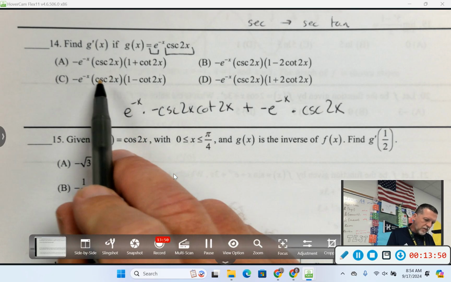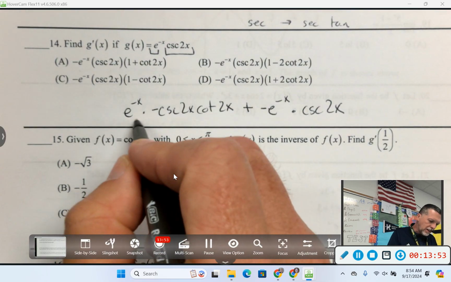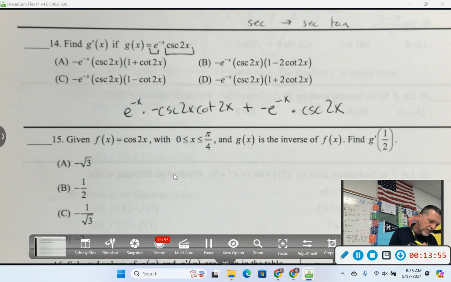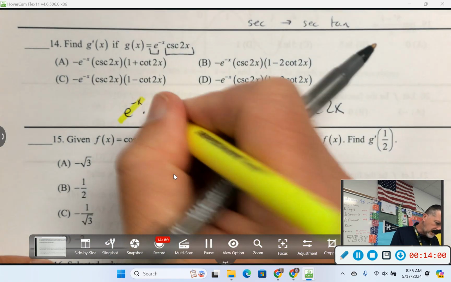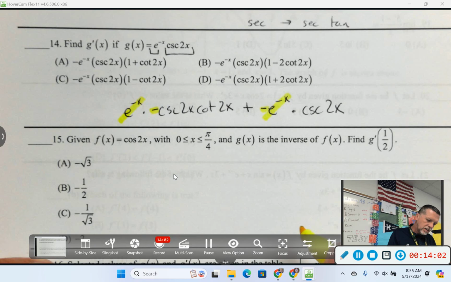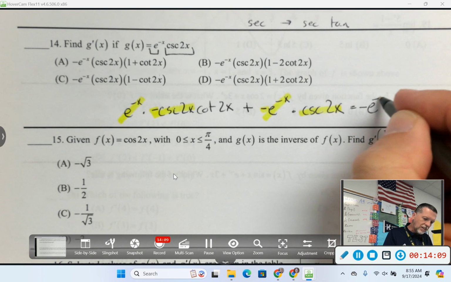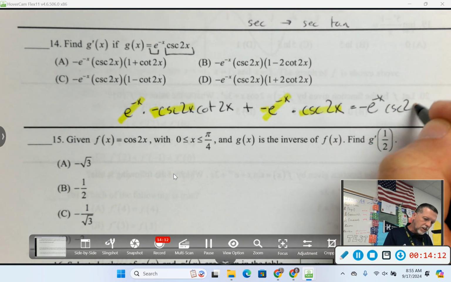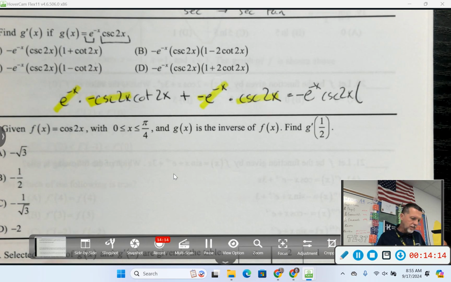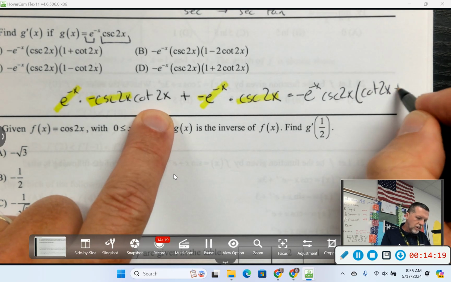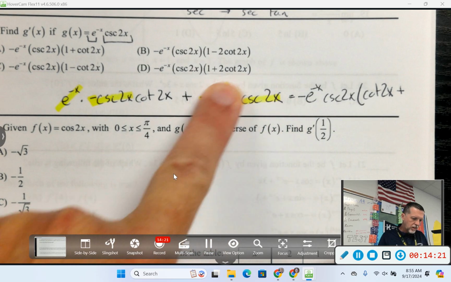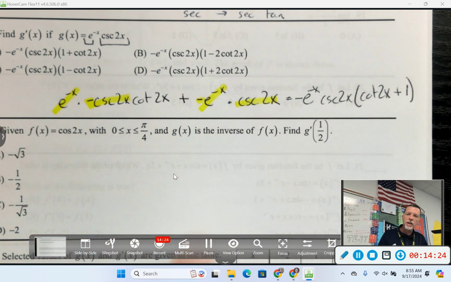It looks like they all have e to the negative x factored out. Let's take that out, and a negative factored out, and a cosecant of 2x factored out. So if we take out all of that, negative e to the negative x, cosecant of 2x, then what's left is cotangent of 2x plus, we took all of it, so plus 1 to hold the spot there.